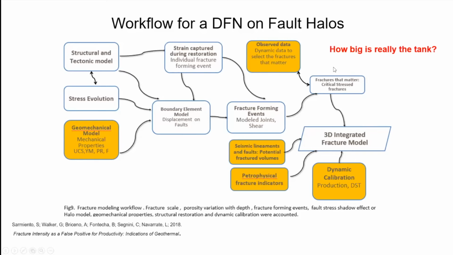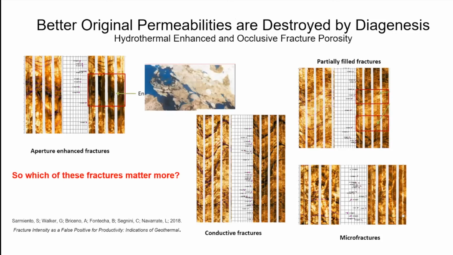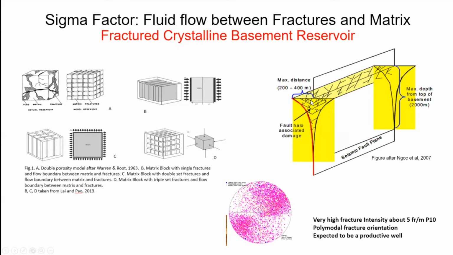And then a question that is very important to us in terms of the fault halo is how big is the tank? Because if we remember here, the tank, as we have modeled, is quite wider at the top of the basement reservoir, and it becomes narrower as we go down. So how big is the tank?